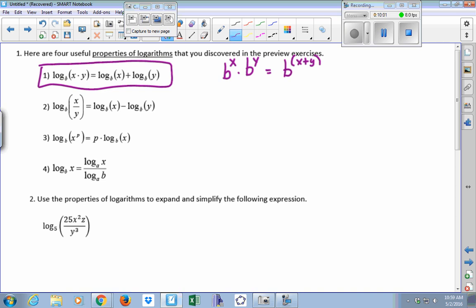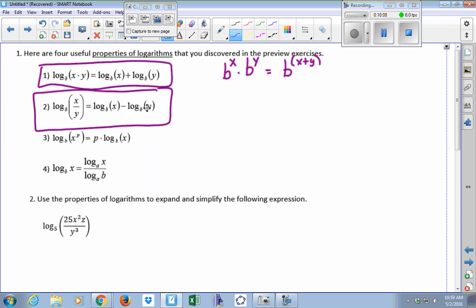If you have the log of a quotient, you simply subtract the log of your denominator from the log of your numerator is how we would say it. Or the log of the numerator, take away the log of the denominator. Whatever your base is, must be the same. So notice, there is no multiplication of logs on the right side, and there's no division of logs on the right side. If you have multiplication inside a log, you end up adding. If you have division, you end up subtracting.